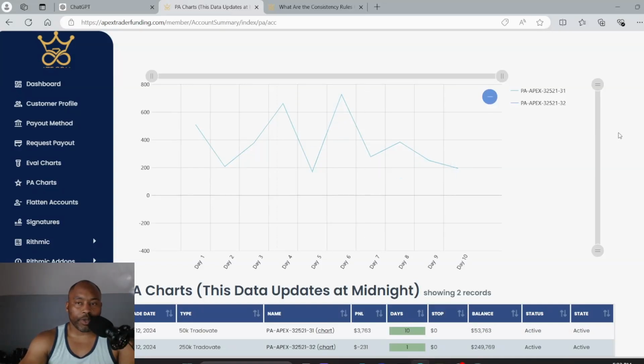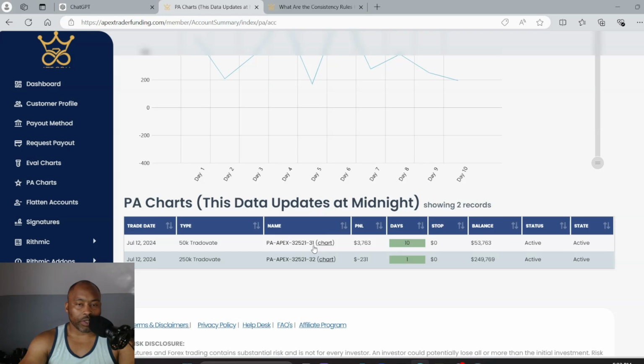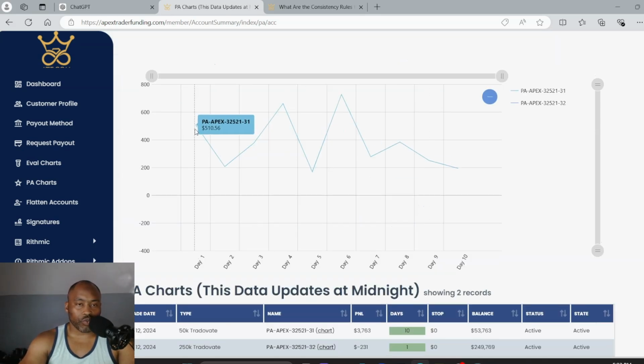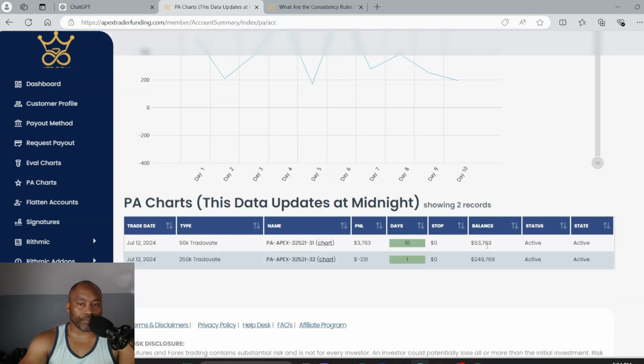So I want to submit for this Apex payout. On this account 31, as we can see, I have my 10 trading days and my balance is $53,763. Each of those trading days, first day I made 500, second day 200, followed by 662, followed by 169, followed by 728, followed by 277, 384, 251, and on Friday I made 194. So I had no losing days, and my largest trading day was 728, which is within the 30% consistency rule with Apex for this 50K account.